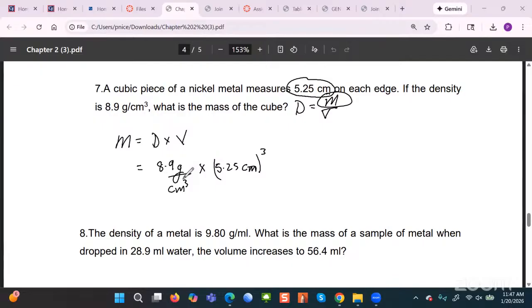5.25 cubed, and then I multiply by 8.9, and according to the sig figs you have to round to 2 digits. So according to my calculation, the answer becomes 1,300 grams. All right. And please note that the centimeter cube unit here, because this is cubed, will cancel out the centimeter cube unit here. So your final answer will be expressed in grams. All right. Any questions about this one? Any questions? All right.